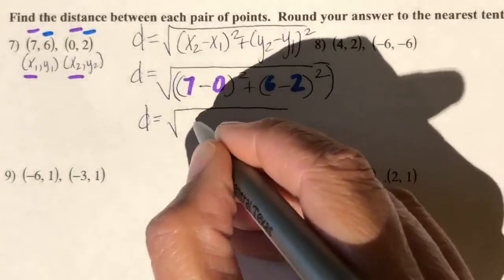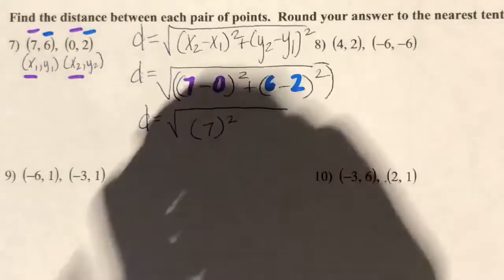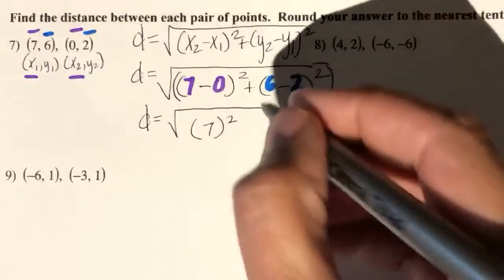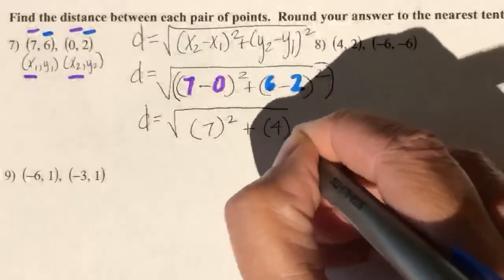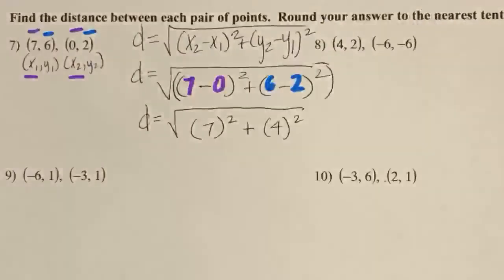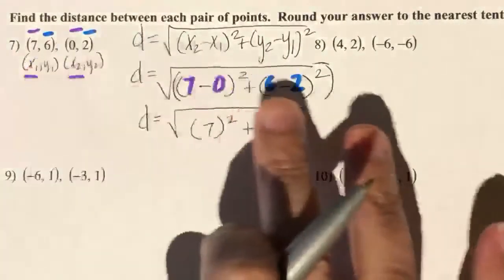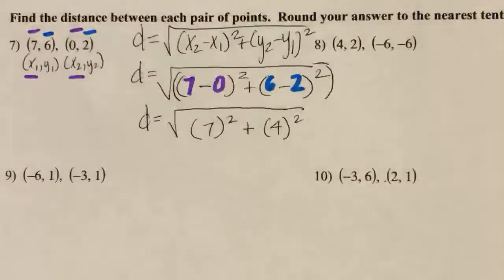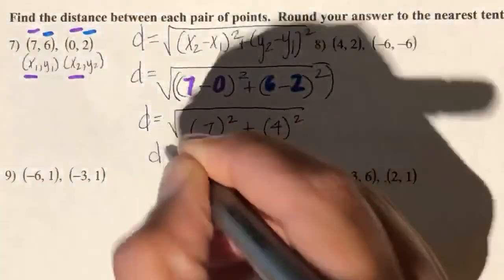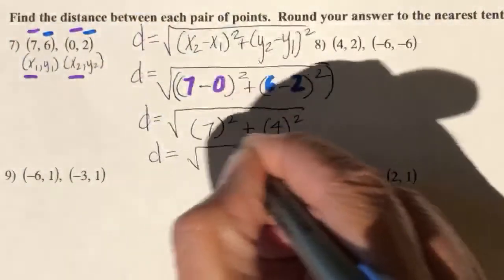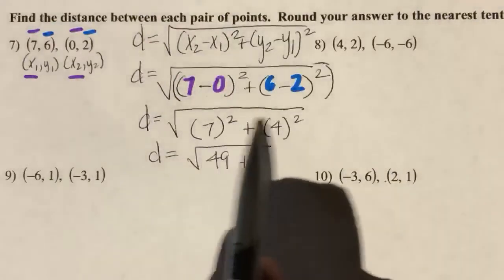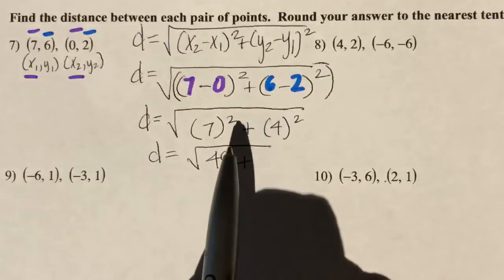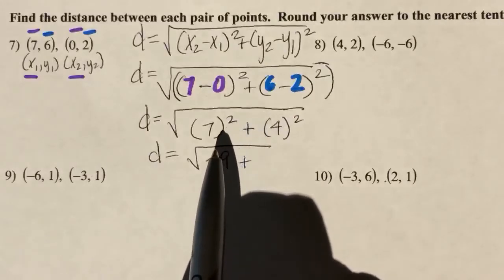7 minus 0 is 7, so that's going to be 7 squared. Everybody agrees on that. And 6 minus 2 is 4, so that's 4 squared. Again, all I did was take my 2 x's and 2 y's and plug them into the formula. Okay, so now 7 squared is 49. And remember, whatever numbers you get here, when you square things, they always become positive, so be careful with that.